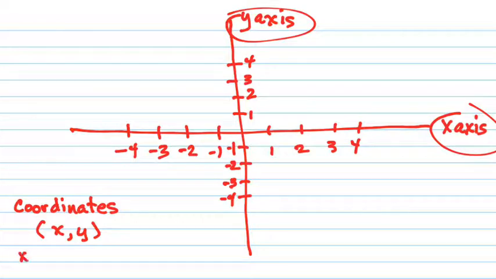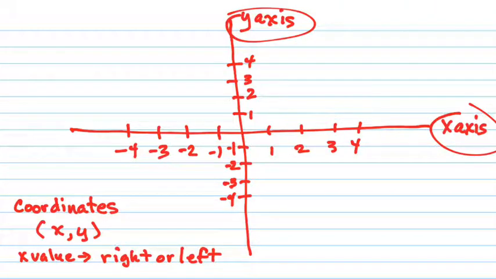The x value always comes first, and it tells you how far to move either right or what? Or left, exactly. Right if it's positive, left if it's what? Negative. Negative, excellent. The y value tells you how far you're either going to go what? Up or down, excellent. Up if it's positive, down if it's negative, okay?